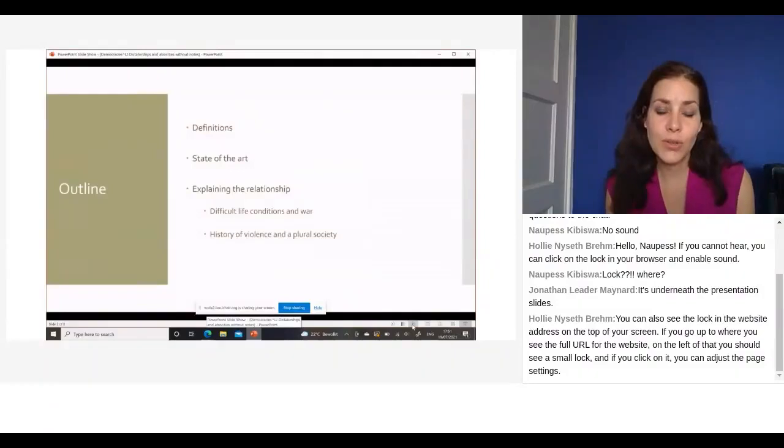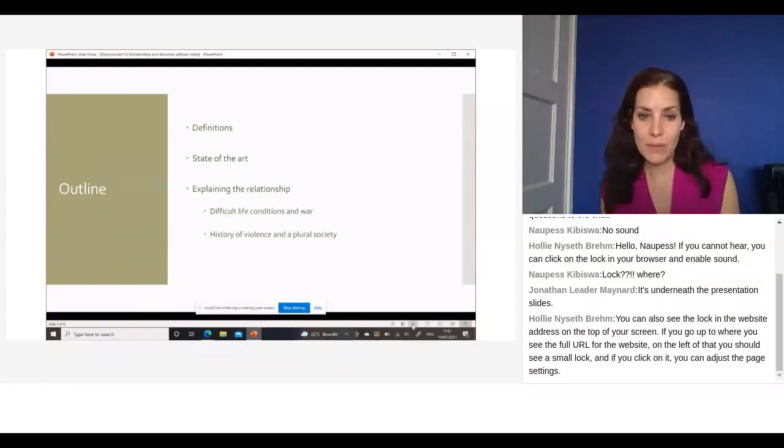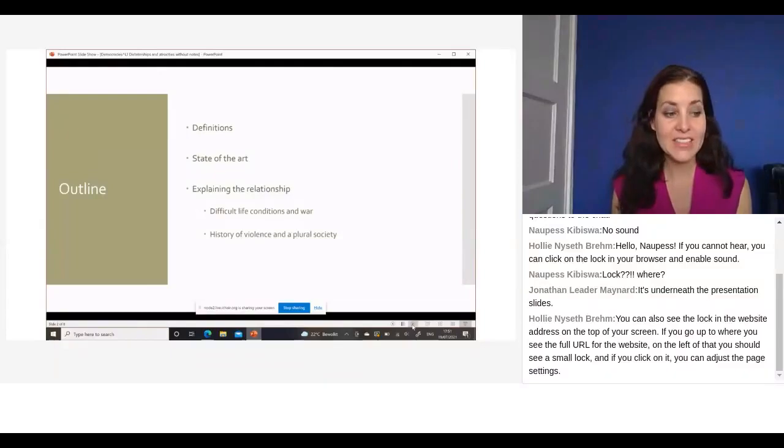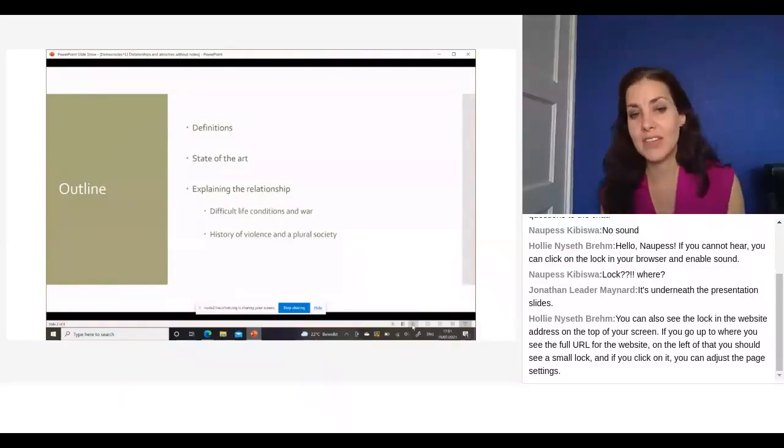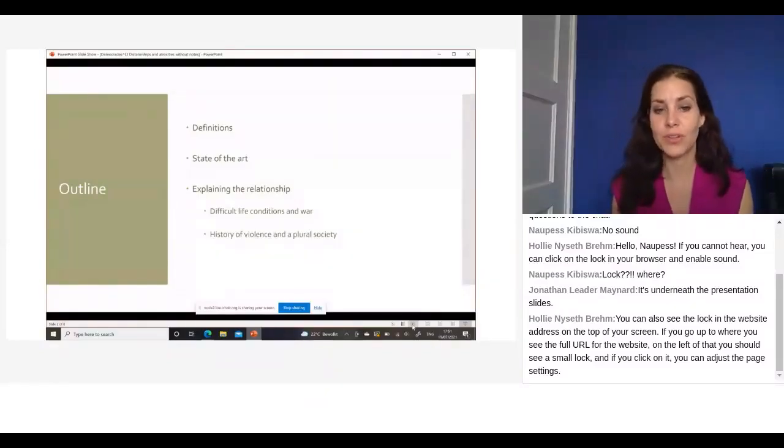And in order to get that going, I will first delve into some of the definitions which are out there that actually I think hamper the comparability of the existing work that has been developed in the different disciplines. Thereafter, I'll move to the state of the art of the field, and then I'll further explain the relationship and how I think we can move this debate forward.